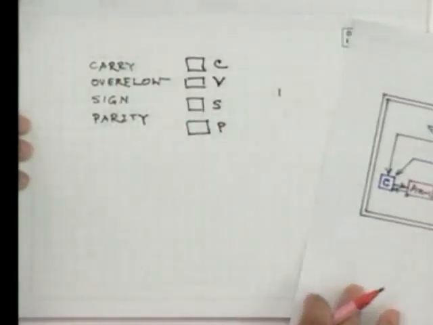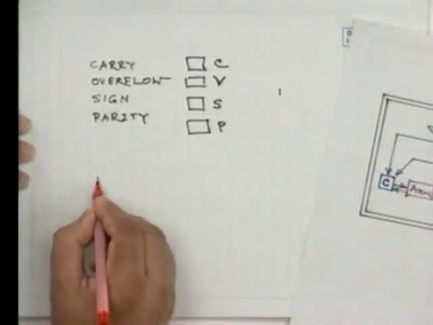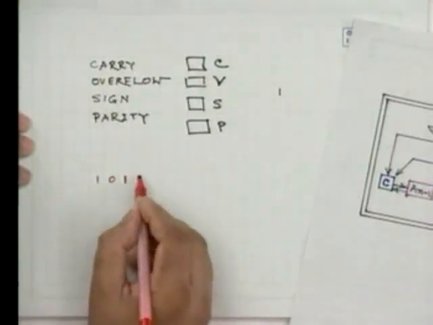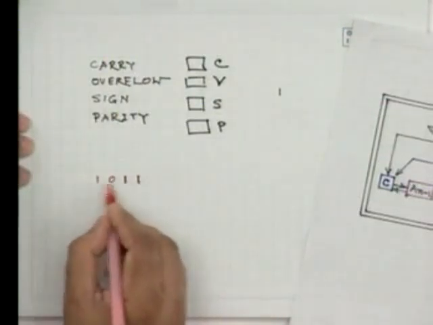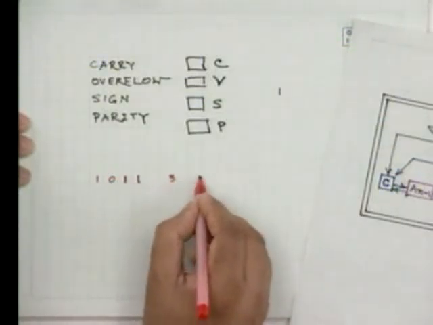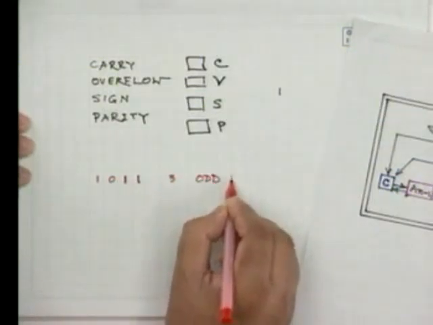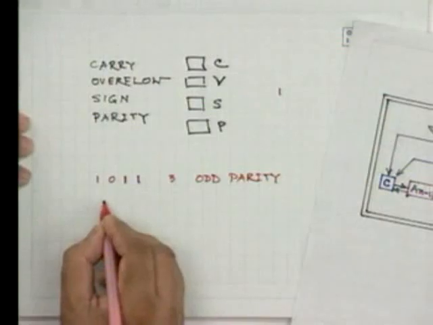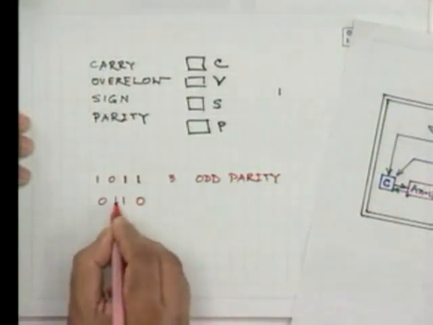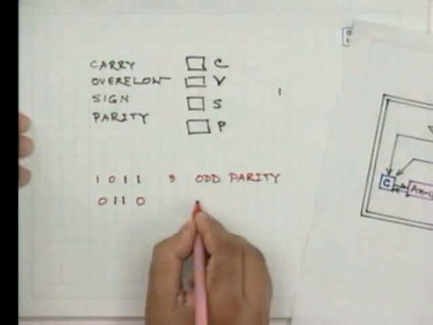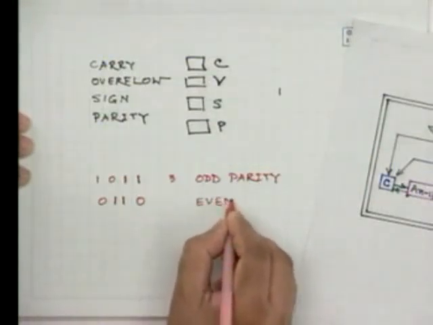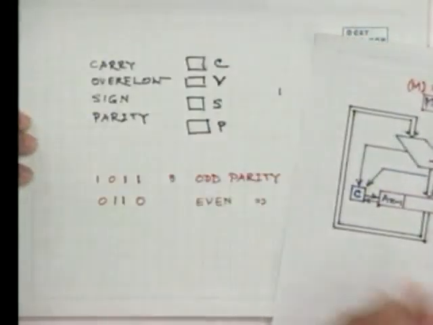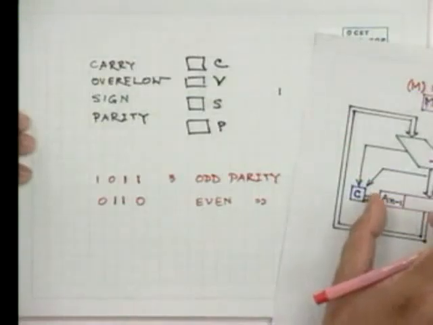And parity is the number of ones that we have in a representation. Say for a 4-bit number 1011, the number of ones is 3, which is odd, so we say this is of odd parity. If the number is 0110, the number of ones is even, then we call it of even parity. Therefore, the parity bit tells us what kind of parity the number has.